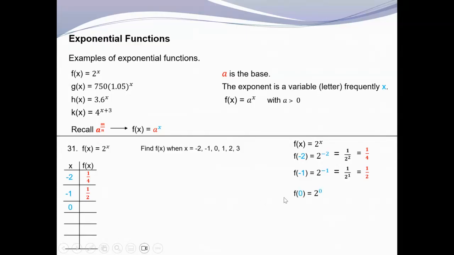Now let's use 0. Remember, we use the zero property rule for exponents: anything to a 0 power will always give me 1. So when x is 0, my y is 1. Now let's try x equals 1. f of 1 is 2 to the first power, which just gives us 2. So when x is 1, my y is 2. Now let's try x equals 2. We're looking for f of 2, which is 2 to the second power, which gives us 4. So when x is 2, my y is 4.